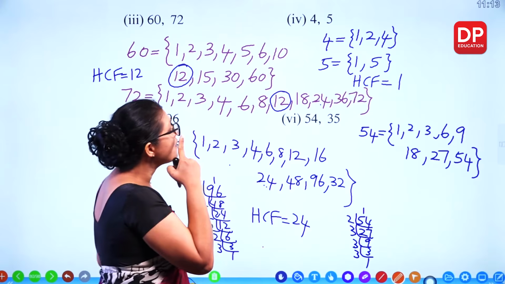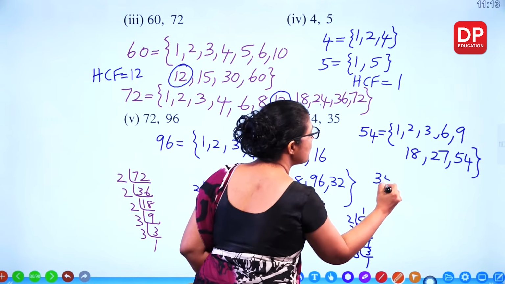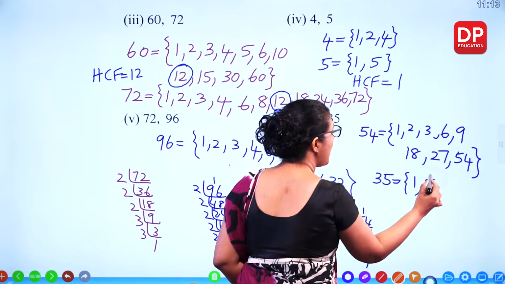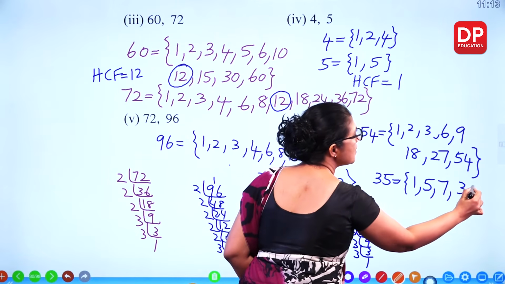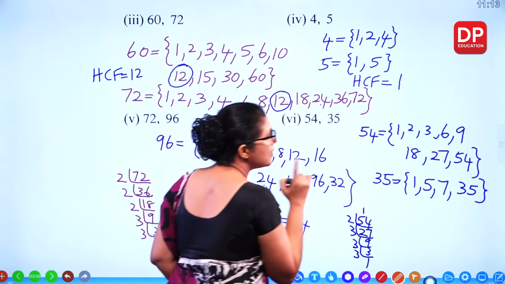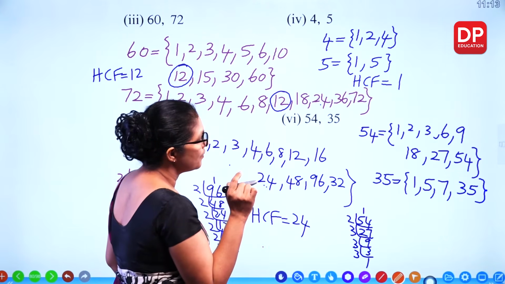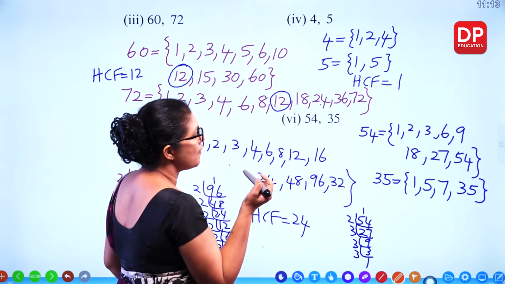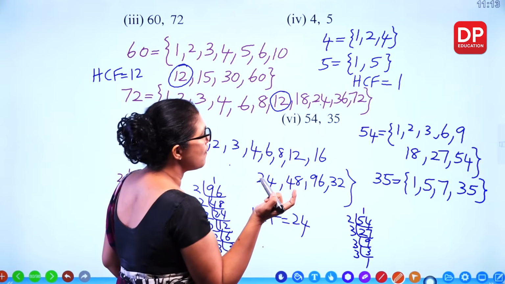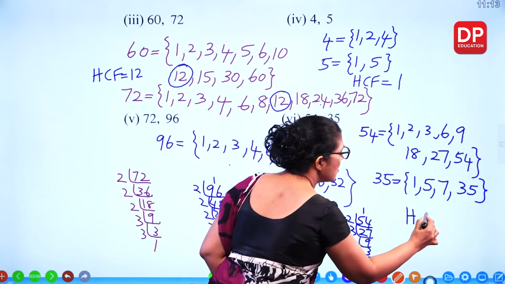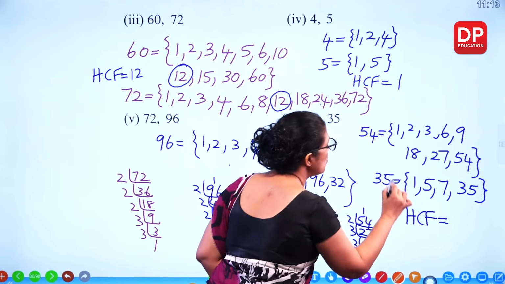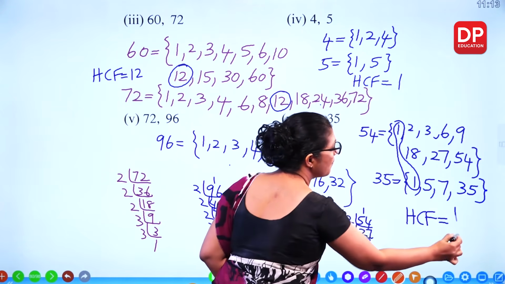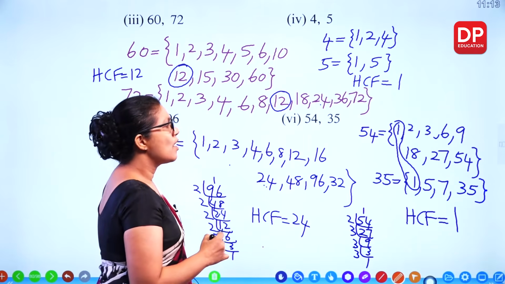Yeah. And 35, what are the factors of 35? 1. And it's divisible by 5, 7 and 35. Only a few factors are there. So what's the highest one out of these? 1, 5 is not there, 7 not there, 35. So what's the highest common factor for these two? That's only 1. So the highest common factor is 1.